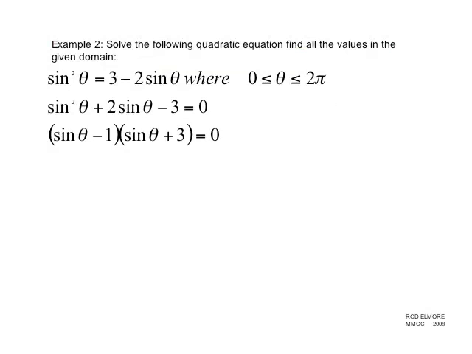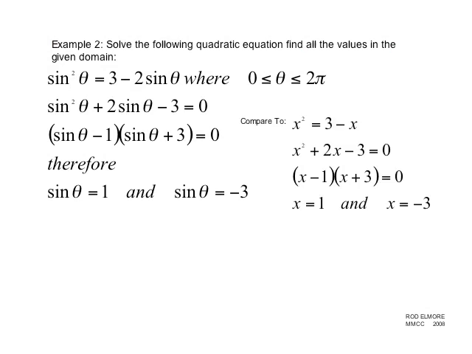It factors into the quantity sine theta minus 1 times the quantity sine theta plus 3. And you can multiply that out to see that it's true. So now we have to determine what's going to make each one of the factors 0. Sine theta equals 1 would make the first factor 0, and sine theta equals negative 3 would make the second factor 0. Now what we've done is exactly what we would do if we had x squared equals 3 minus 2x. In fact, let's take a look at that on the right. That's exactly how we would do it, and if you compare the two, they're identical, except in place of x, we have sine theta as our unknown.